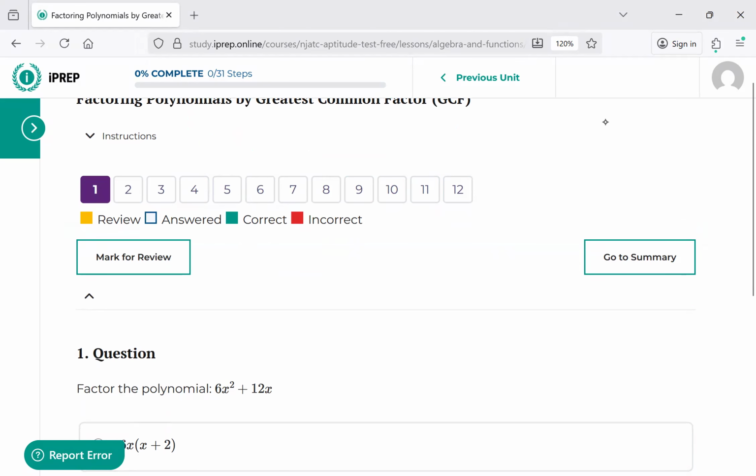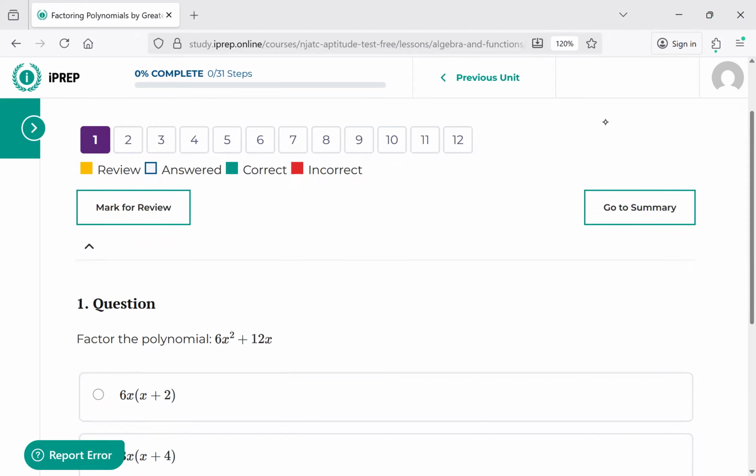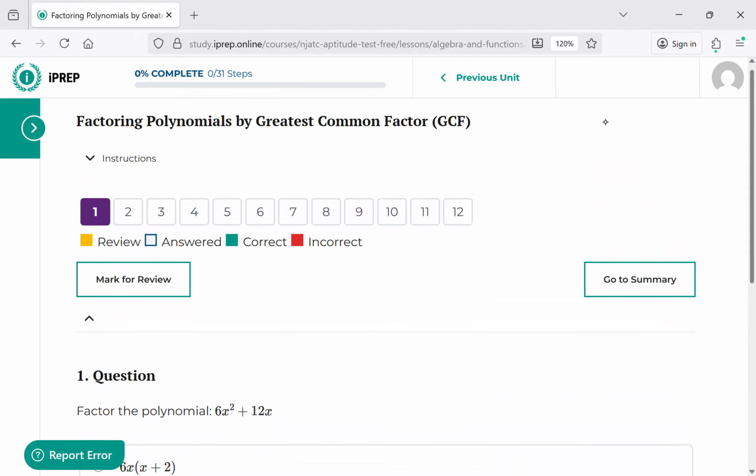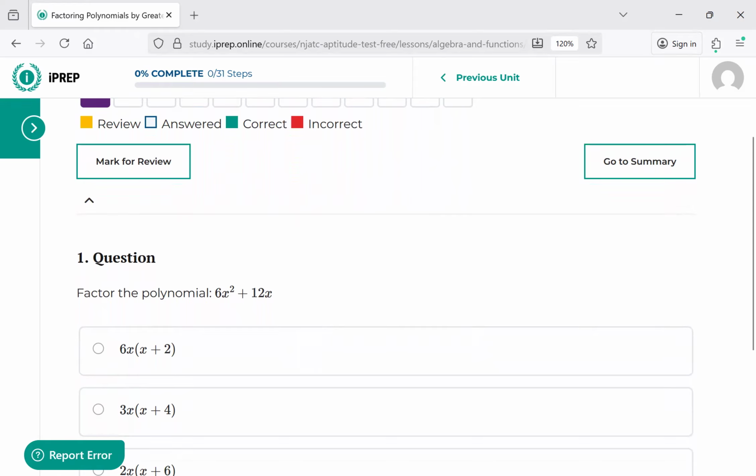Question one says factor the polynomial 6x squared plus 12x. This is a special type of factoring called factoring out GCF. There are many factoring methods, but one of them is factoring out GCF. We have two terms, 6x squared and 12x.